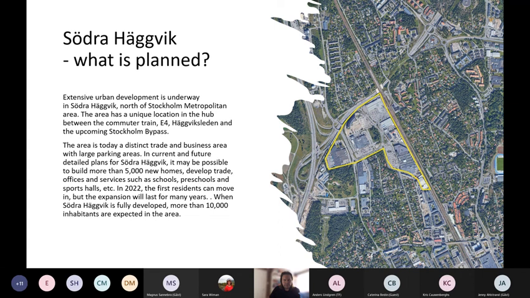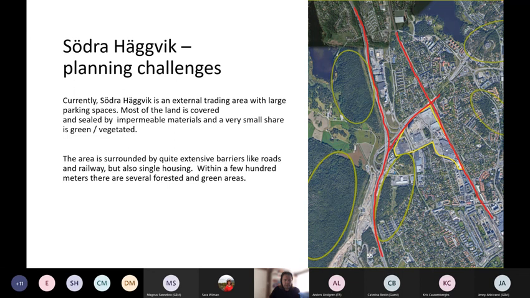So what is to be planned? Like I said, it's a business area, trade and business area. Currently 5,000 new homes are planned, and when it's fully developed, more than 10,000 inhabitants are expected to live in this area. There are some planning challenges.